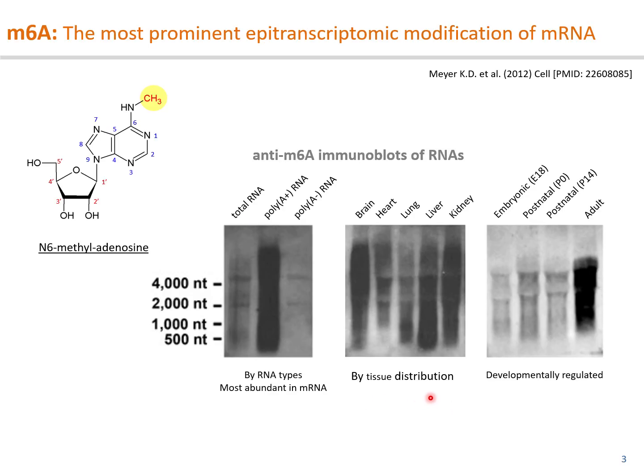When we're talking about epitranscriptomics, let's first focus on the most prominent modification, m6A, on mRNAs. m6A is a methyl group modification at the 6th position of the purine ring. m6A modification occurs most heavily on poly-A+ mRNAs, compared with non-polyadenylated RNAs on the m6A immunoblot. m6A is widely distributed across all tissues, although the abundances vary, with brain being the highest. m6A is developmentally regulated, as we can see the dramatic level changes from early embryo to adult.